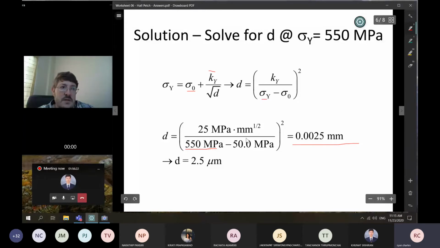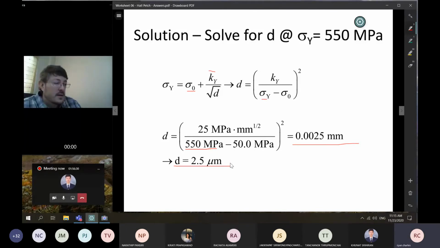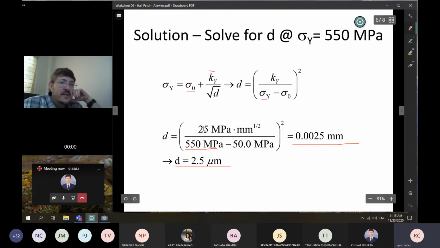This is in millimeters, right? And we get 2.5 microns. This is going to be a weird equation, right? Pascals, newtons per meter squared, and we've got millimeters here. So if you start playing with different units and you don't understand what's going to happen, you're going to get weird values, and you're not going to know it. So to get 550 MPa, we would estimate 2.5 microns should be the grain size.